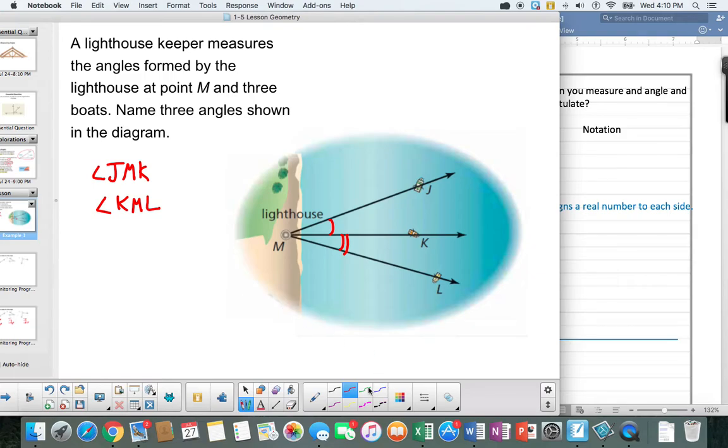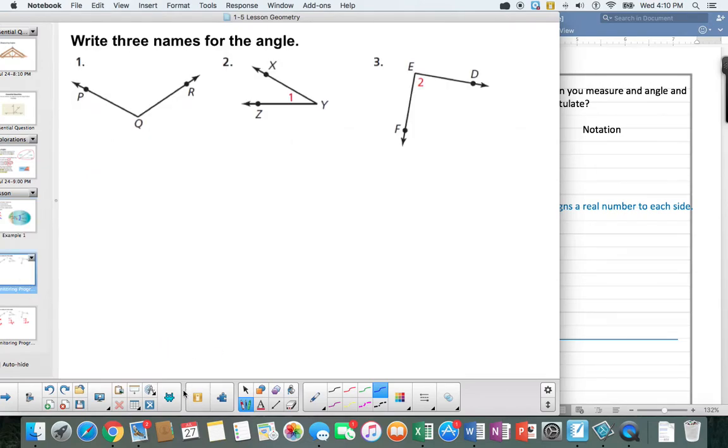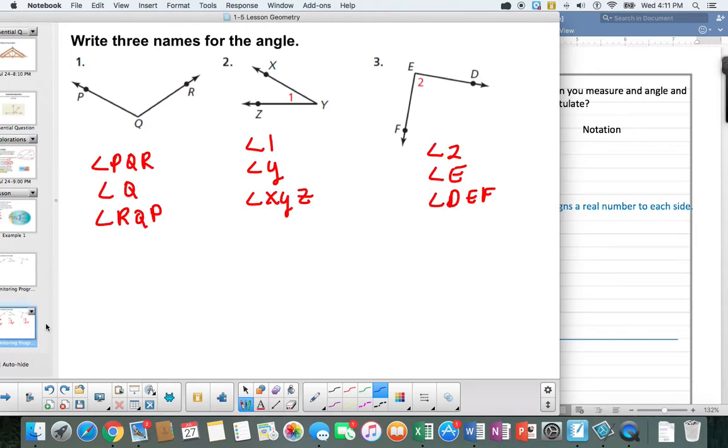Now, the last angle is the big angle. And I'm going to use 3 arcs here so that you understand it's not the same as these other 2. And this will be angle J, M, L. And again, you can exchange the J and the L, but the M is required to be in the middle. Okay, I'd like you to try it. Stop the screencast, see if you can write 3 names for the angle, and let's see how well we match. Here are the answers.